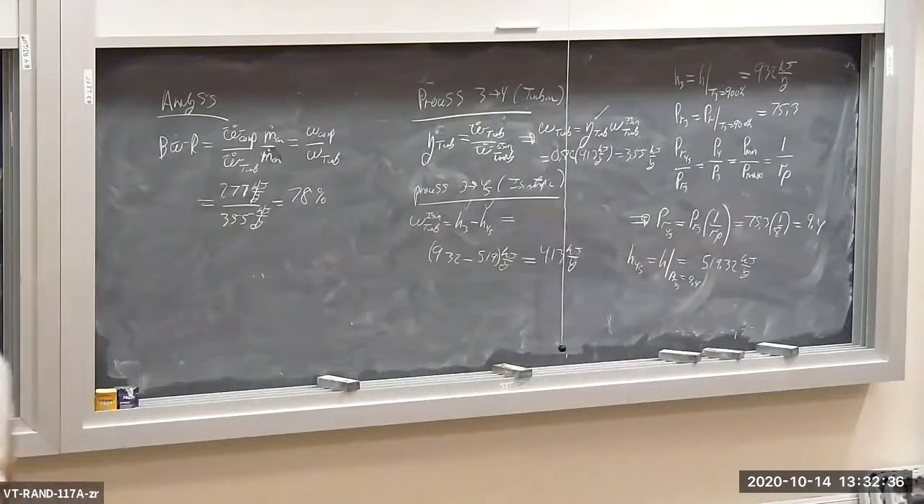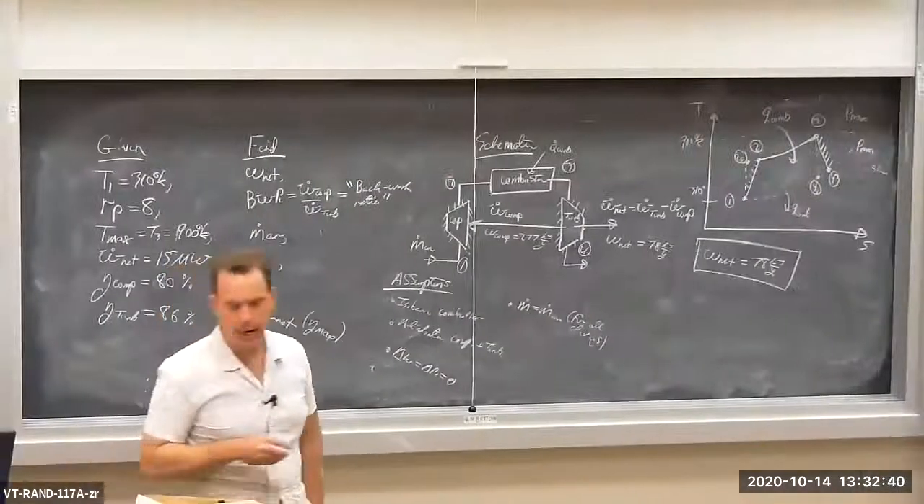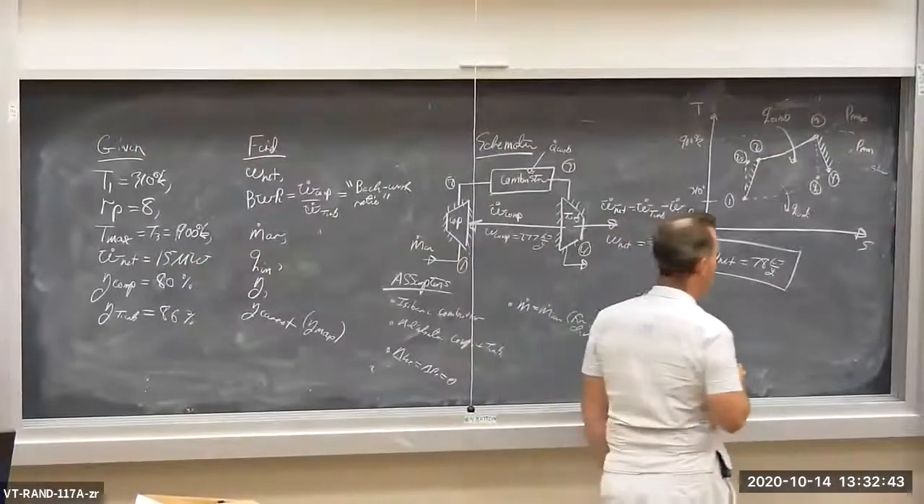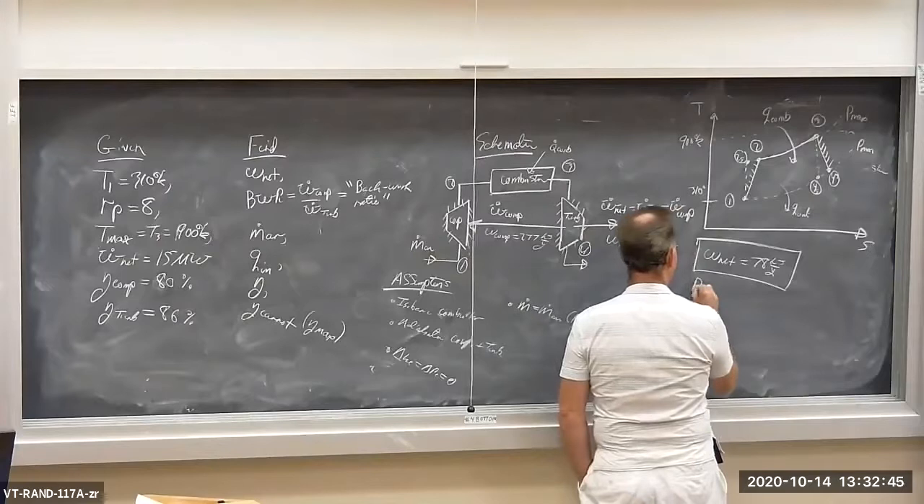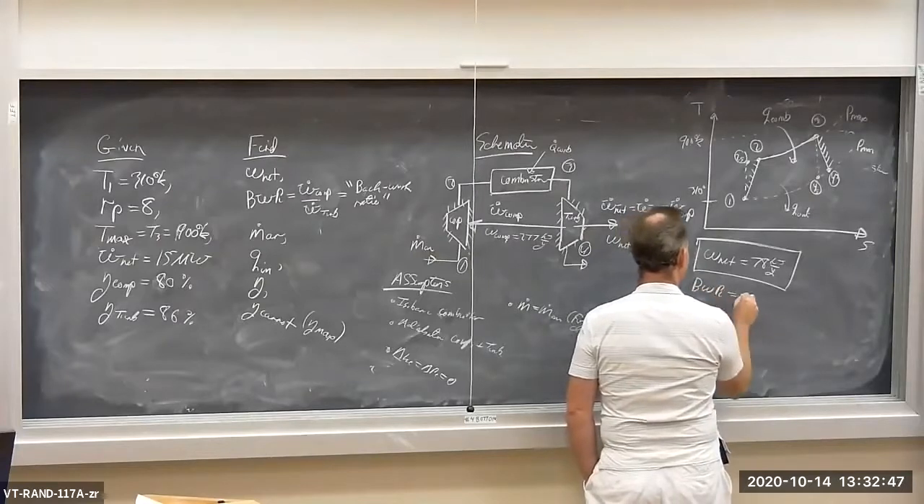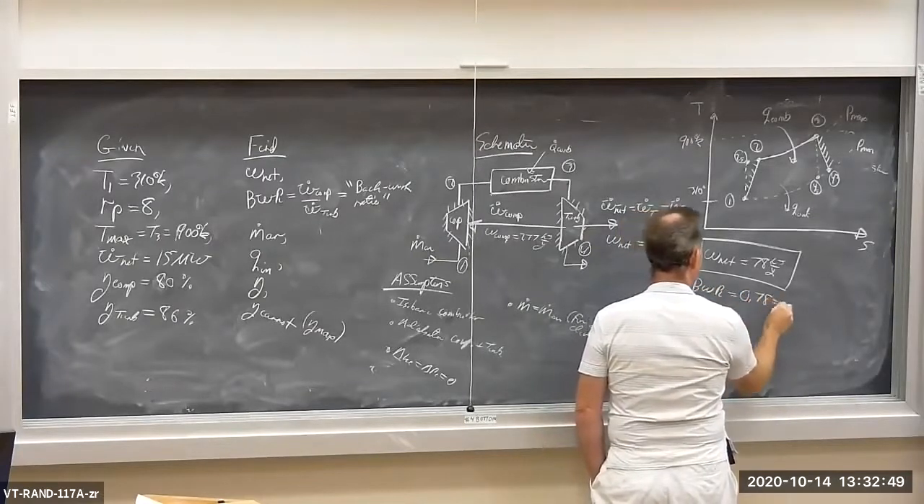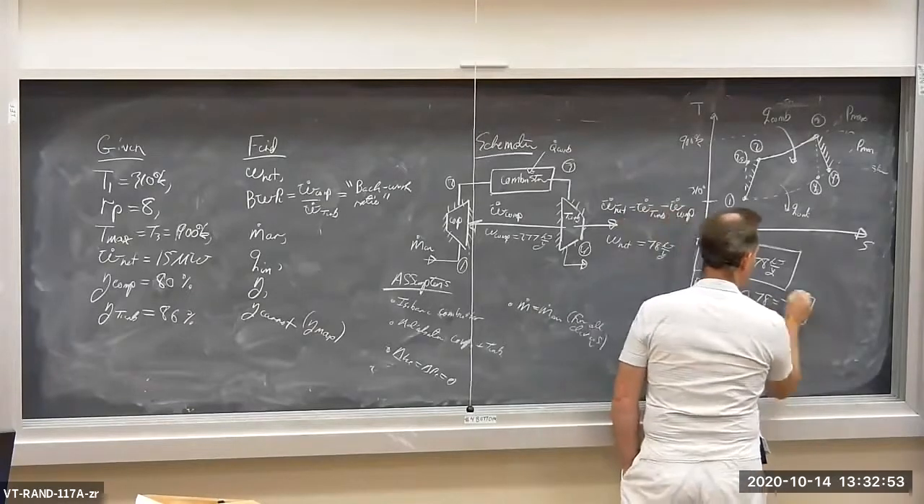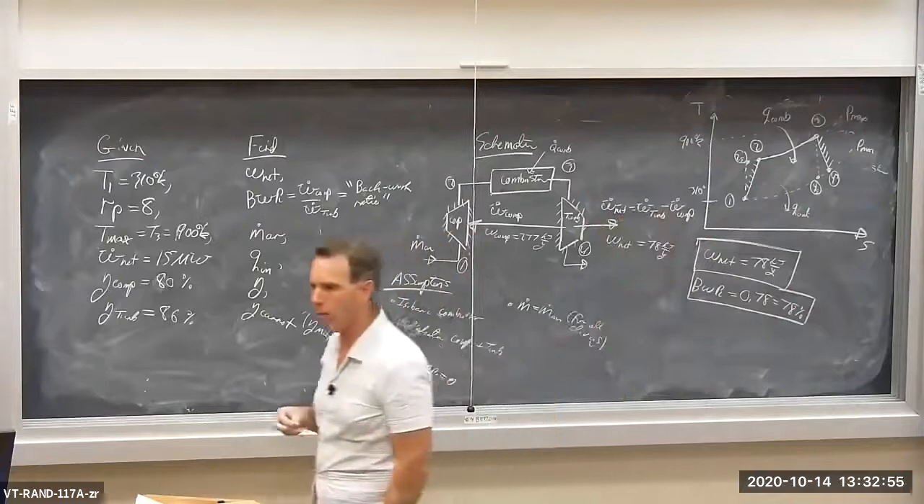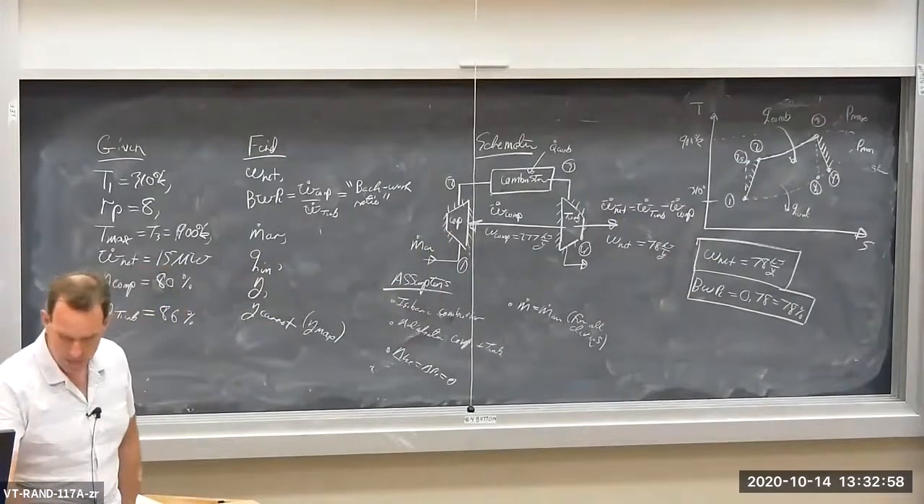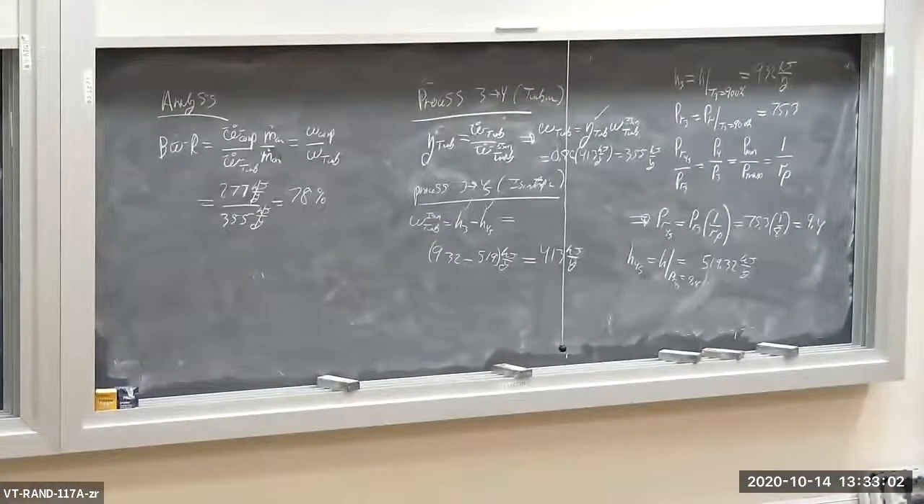Let's put that in a box over here. Back work ratio 0.78, or if you like, 78%. Clearly, you want a gas turbine with a fairly low back work ratio, and you do that by improving the efficiencies of the turbine and the compressor.